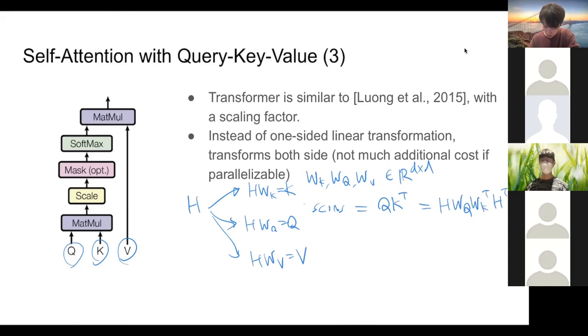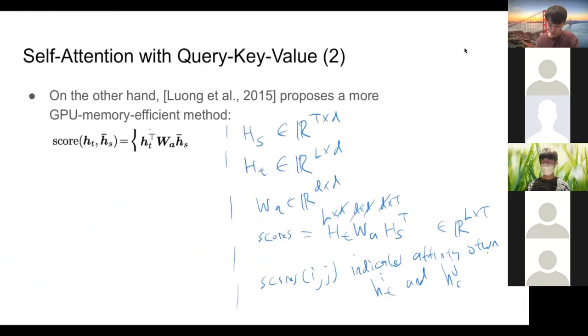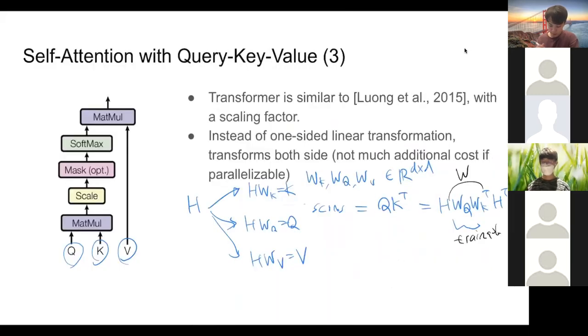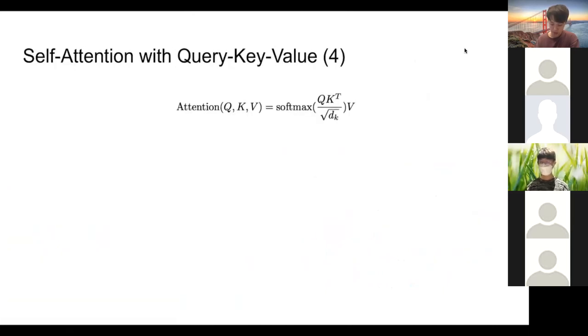And because this is trainable, right? Then we know that this can be just replaced with one W in theory. Of course, we don't do that in practice, but it's basically equivalent to what we're talking about here, right? And then after you obtain these scores, you will have to apply what? Softmax. But we also discussed that we divide this by square root d_k.